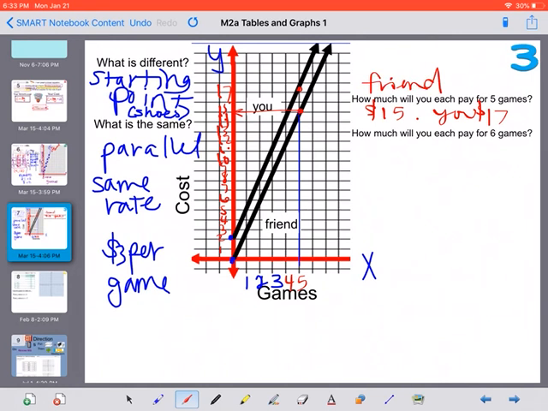And then how much would you each pay for 6 games? Well, you could use the graph and follow it up again, or you know each game costs $3 more, so $3 more for each of you would cost your friend $18 and you $20. So you could use your original equations.